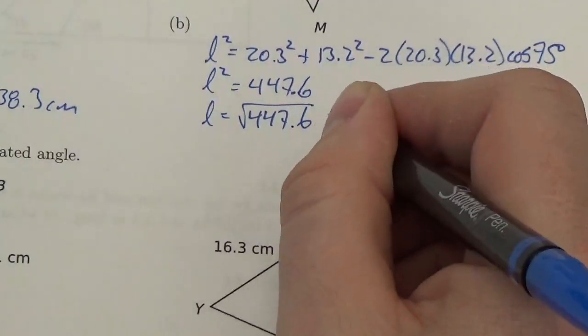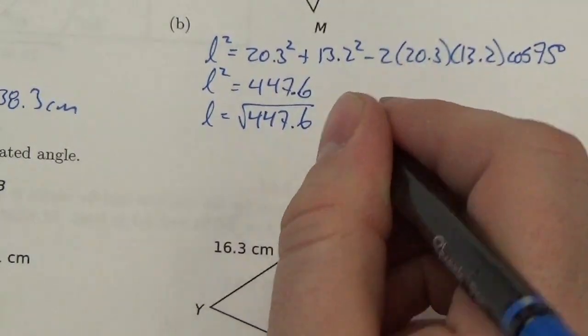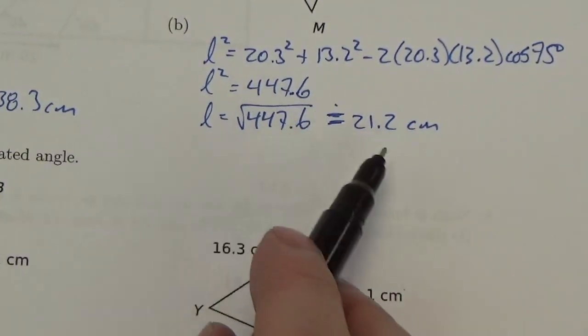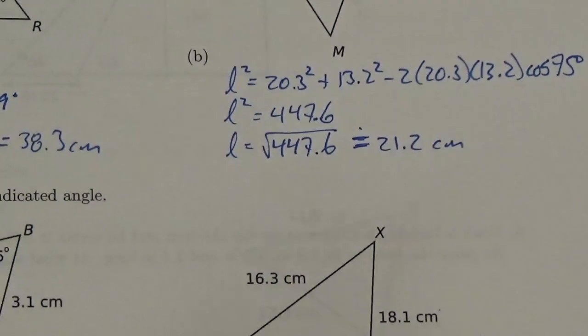centimeters. Good. Now, if anybody was wondering, that little dot that I sometimes put above an equal sign just means approximately. So I'm going to round my answer at the end there.